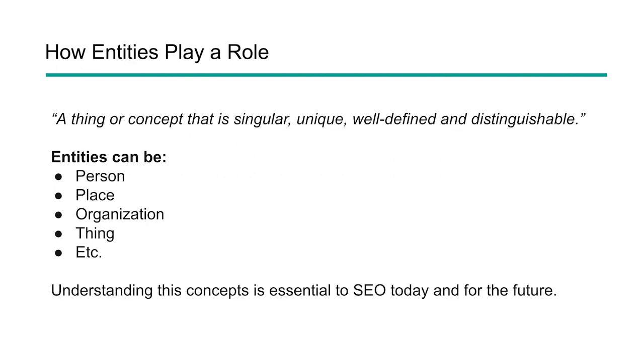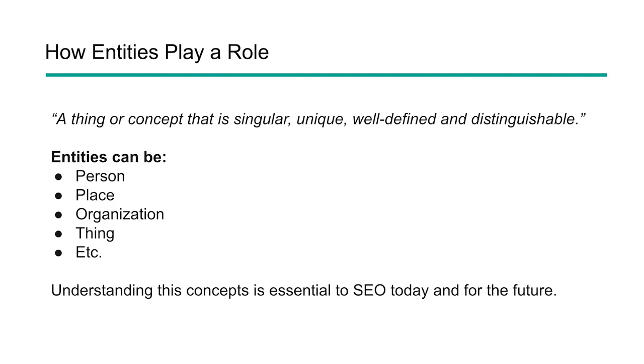So how do entities play a role? Like we just said, entities are things or concepts. They're singular, unique, well-defined, and distinguishable. There are a number of different types of entities that we can look at. An entity can be a person, a place, an organization, or just a thing like a cup. It can be a lot of different elements, as long as it meets that description above.